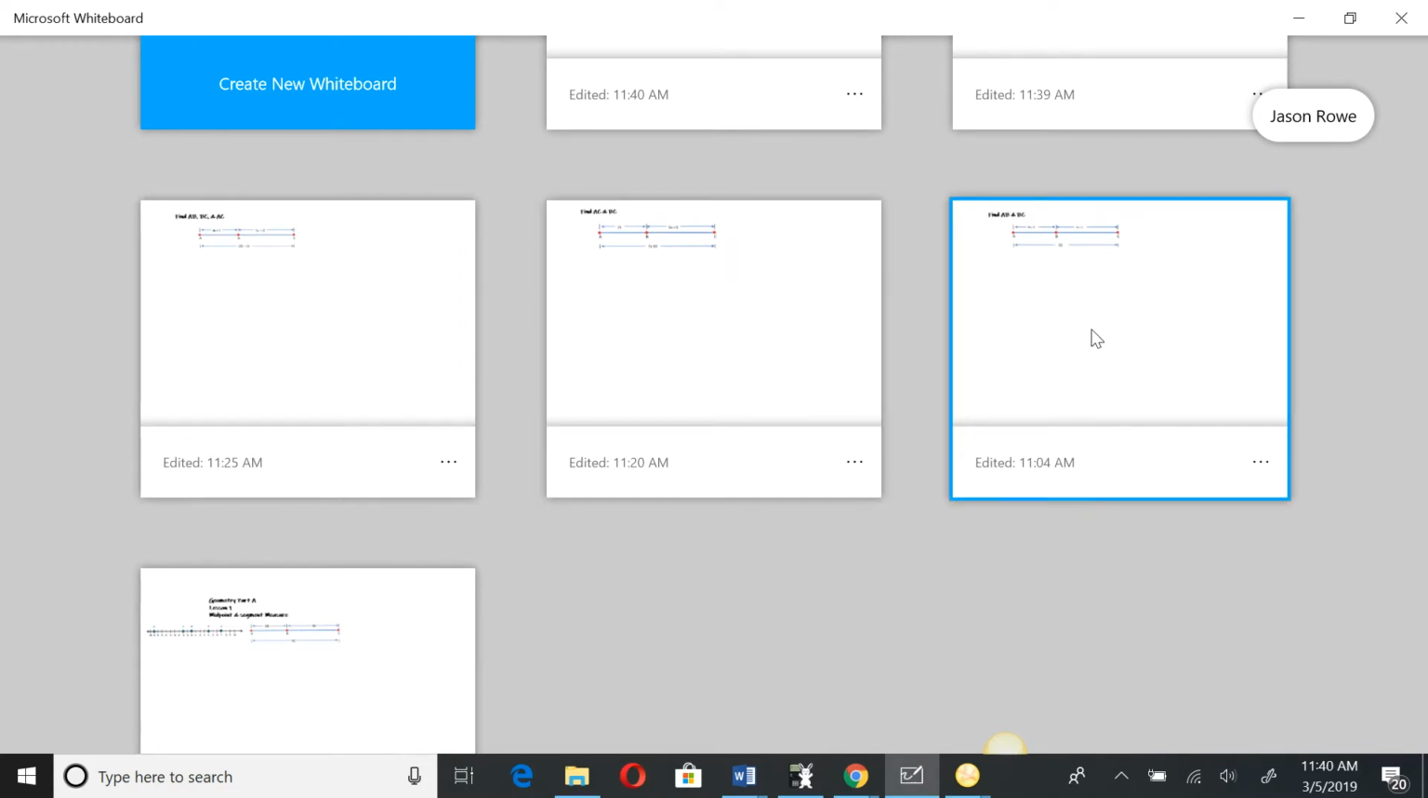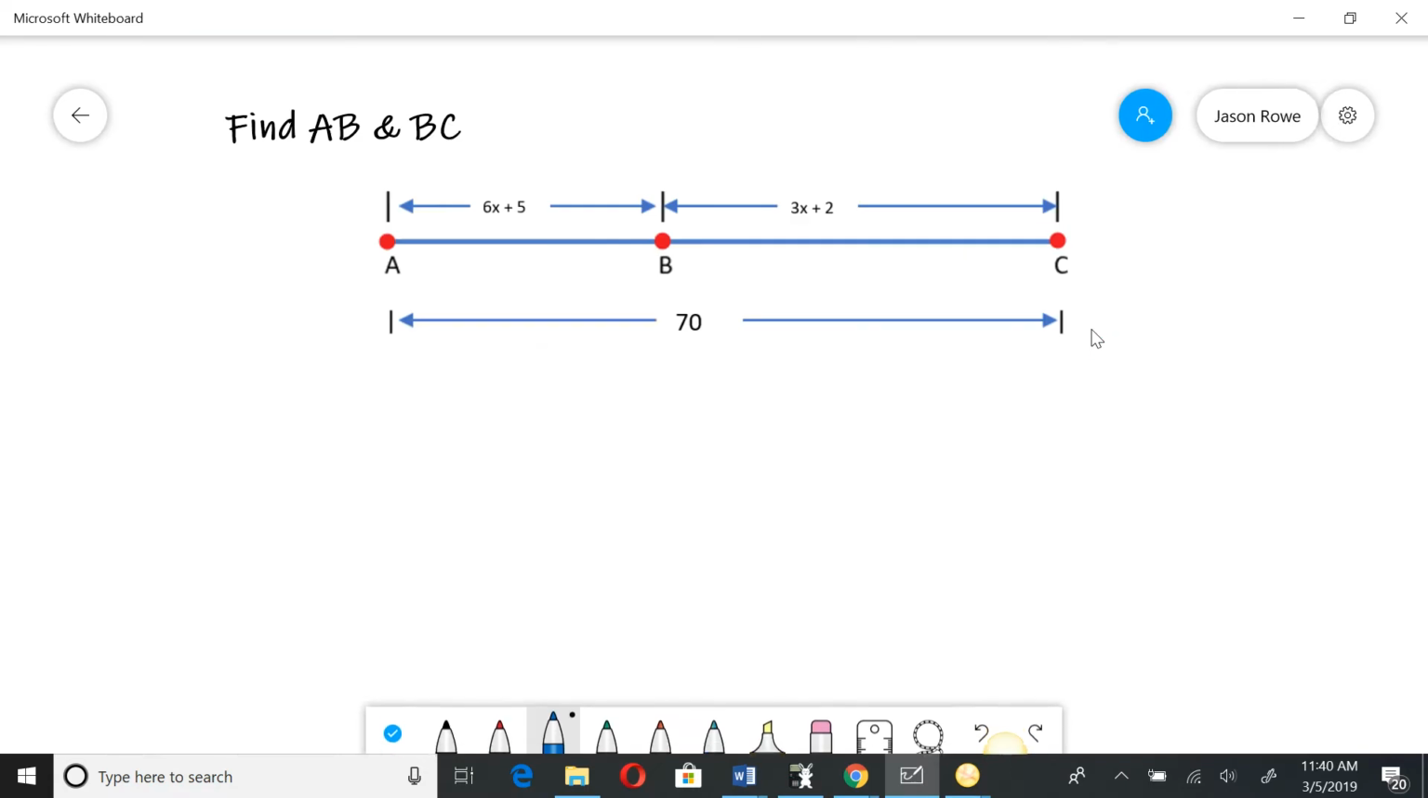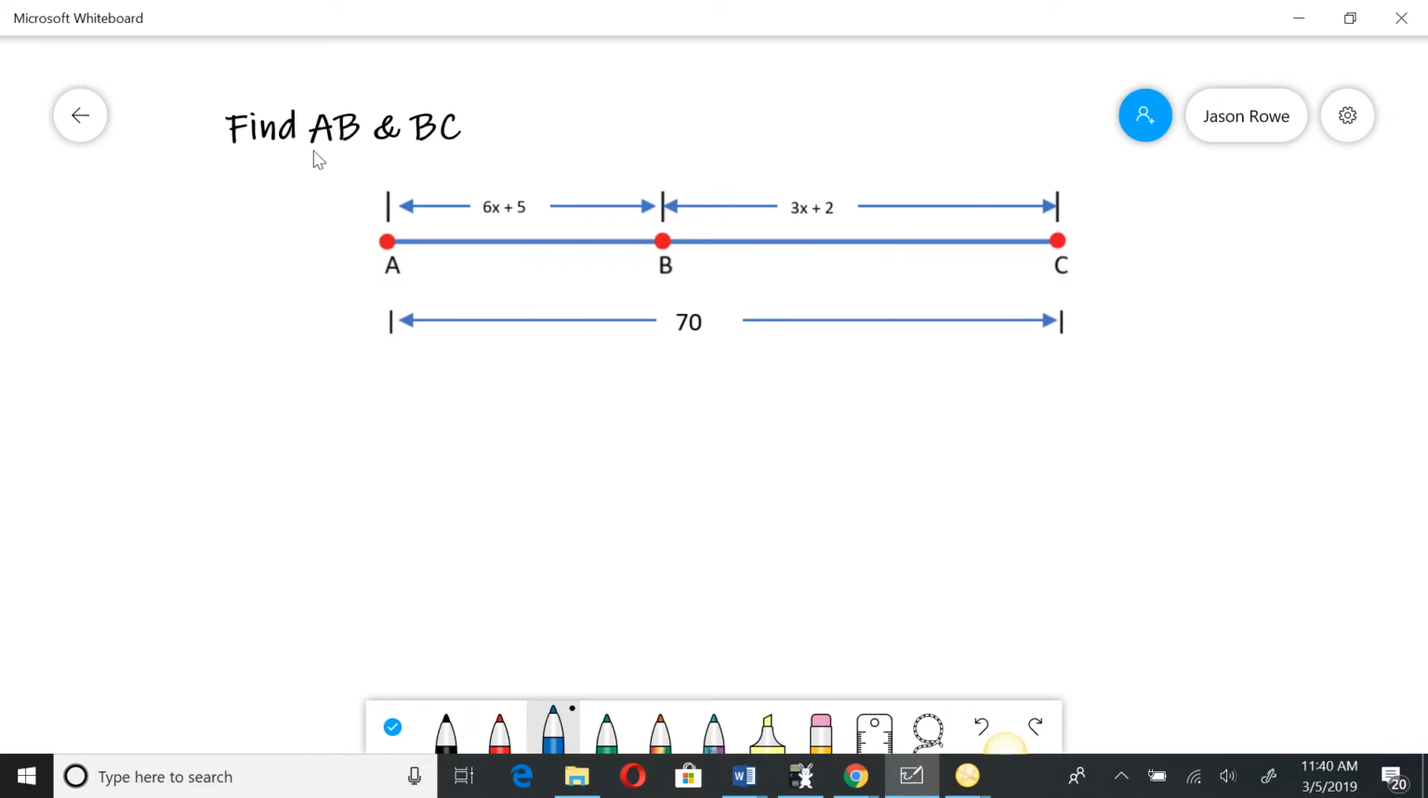So now let's take a look at the segment addition postulate. So here is a sample segment addition postulate problem. Here we're asked to find the length of AB and BC. Well, here's AB, here's BC. We don't know those values because they are expressions. So we're going to use the given information here to set up an equation and then solve the equation for X. So first step here, set up the equation.